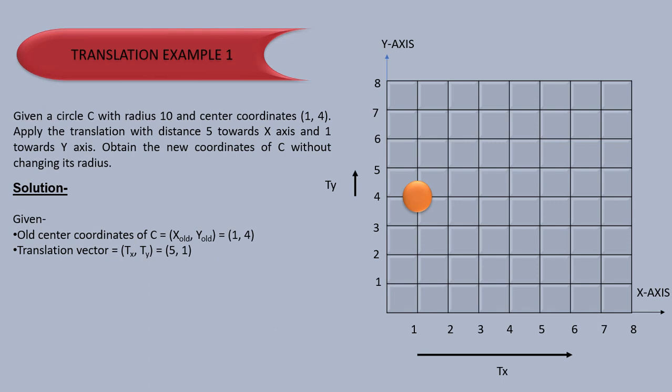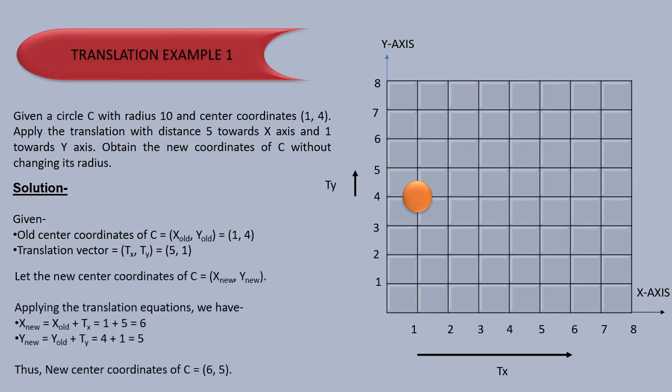Now we need to calculate. To find the new values x new and y new of the center, we apply the translation equation. x new is x old plus tx, which is 1 plus 5, equal to 6, and y new is y old plus ty, which is 4 plus 1, equal to 5. So the new coordinates of the center are 6 and 5 respectively. We can plot this value in our two-dimensional plane.